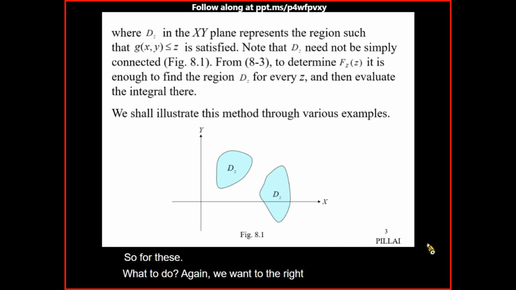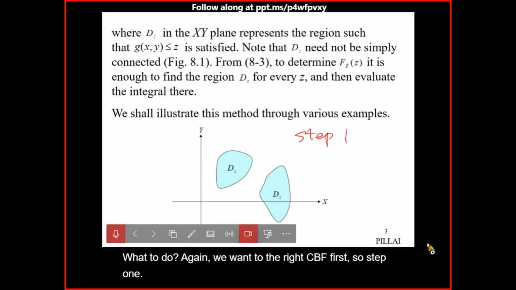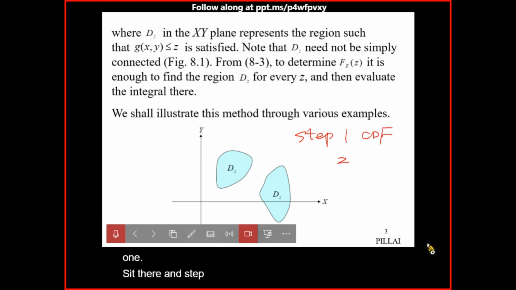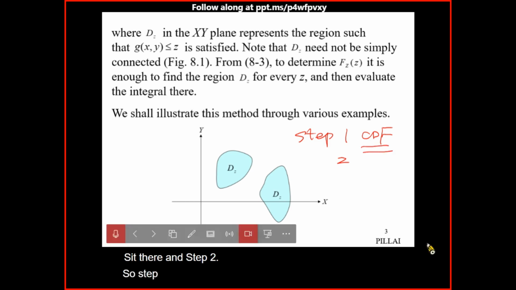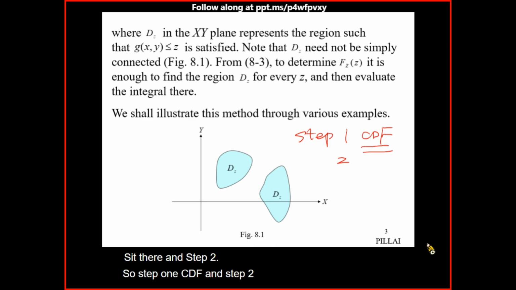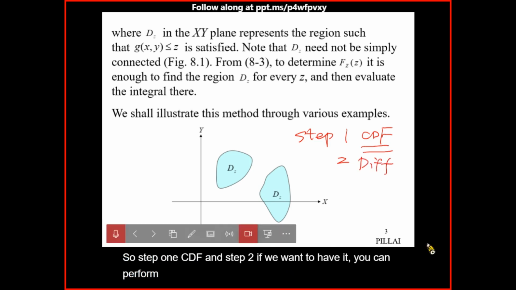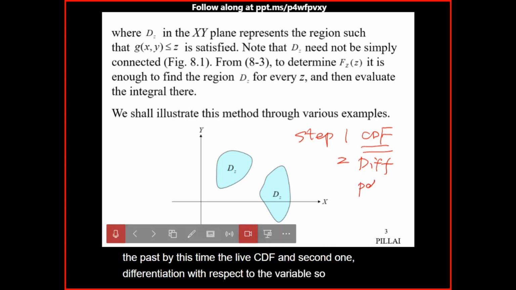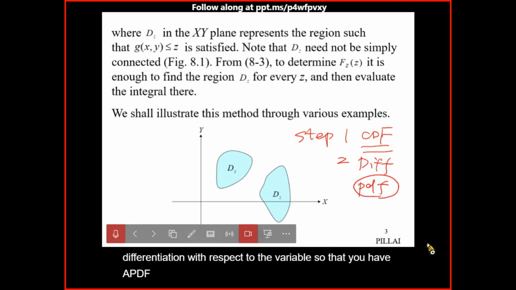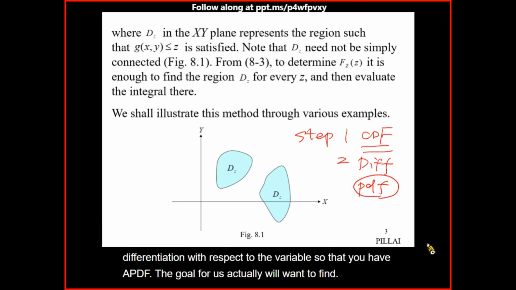So step 1, CDF, and step 2, if we want to have it, you can perform differentiation. Maybe we had 3 steps in the past, but this time: derive the CDF, and second, differentiation with respect to the variable, so that you have a PDF. The goal for us is to find the PDF.